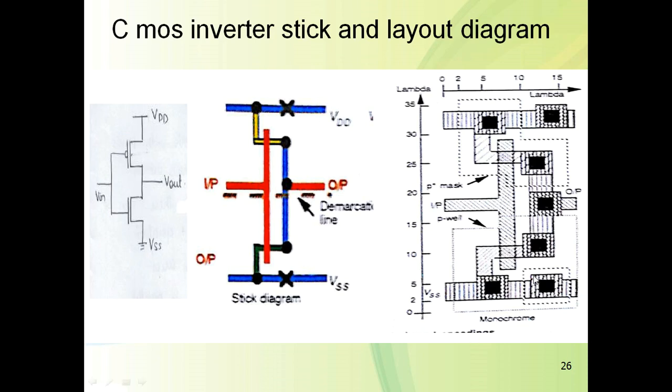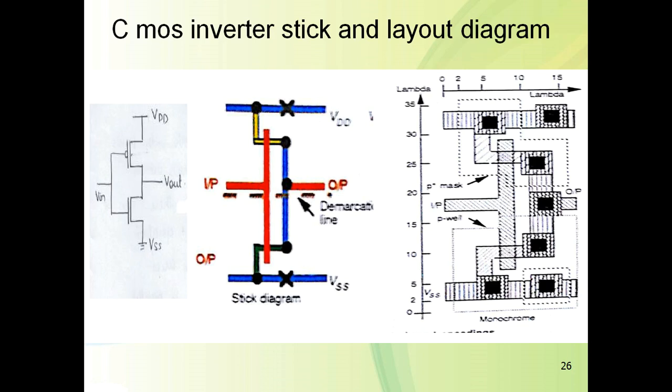We know that we required a P-well connection between VSS and P-well, and we required a connection between substrate and VDD. That is shown by this contact between substrate and VDD and contact between VSS and P-well. So that is shown here. This is shown in monochromatic, so it is easy to draw in the exam by using a single color. This is about how to draw the layout for the CMOS inverter.